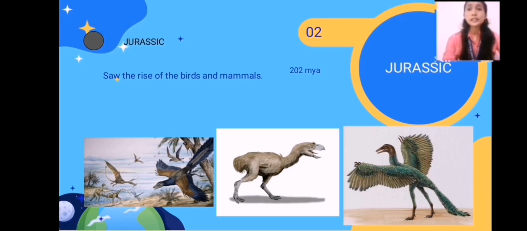What was Earth's climate like during the Jurassic period? Warm tropical greenhouse conditions occurred worldwide. And also, what animals were on the Earth during the Jurassic period?